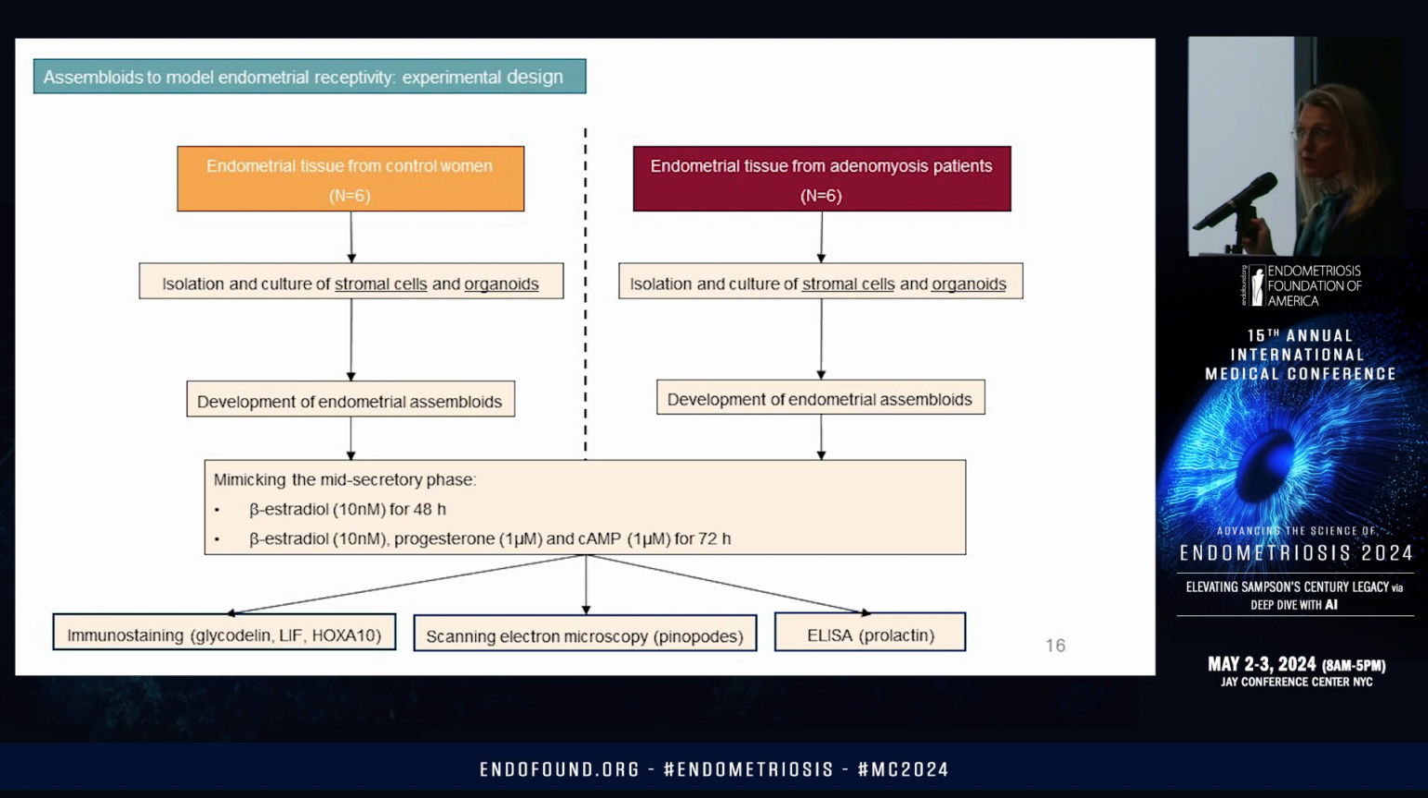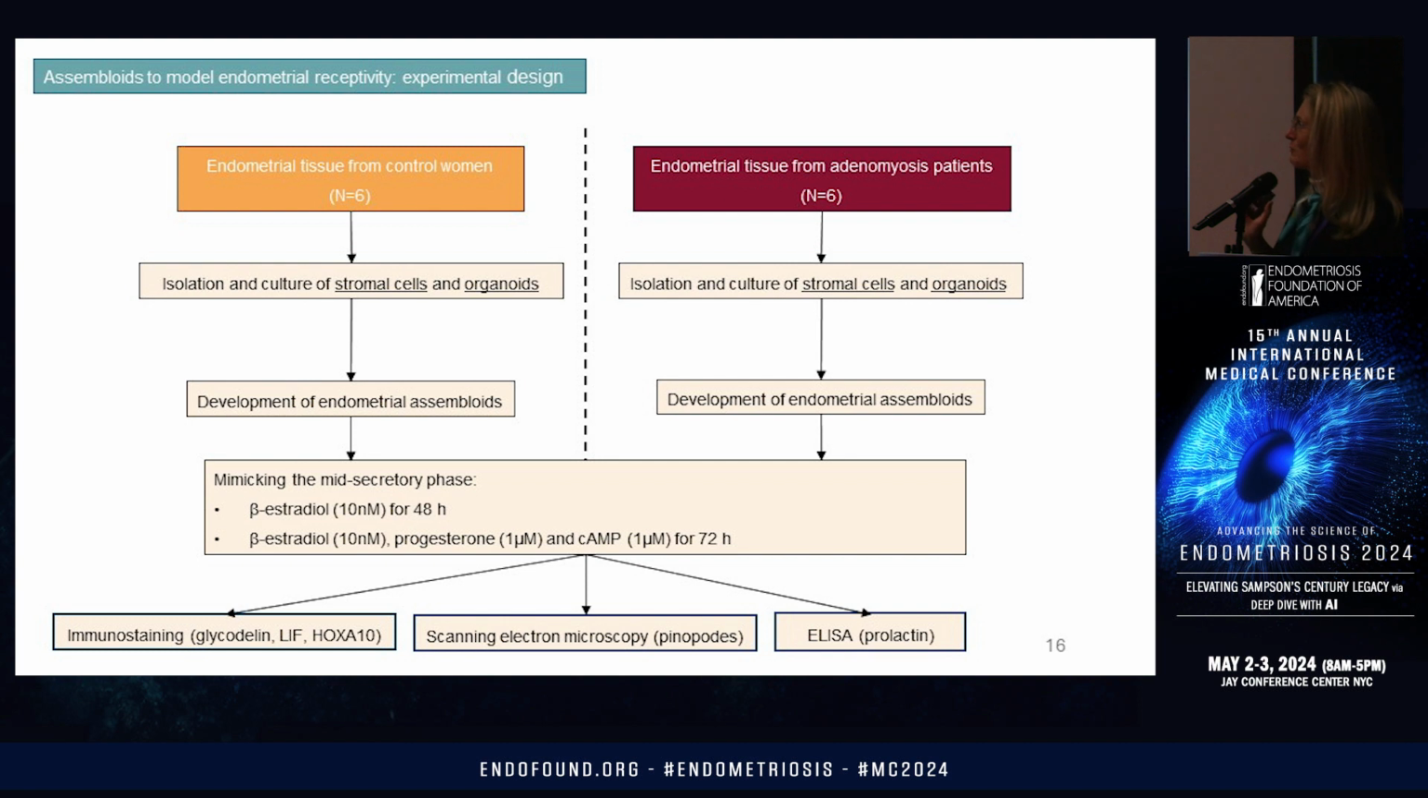Let's have a look together at the aspect of these assembloids after hormonal stimulation. Of course, we take the same markers we developed for the first study, so we will look at glycodelin, LIF, and HOXA10. Then, an interesting study with scanning electron microscopy, where we will look at the pinopods, and then by ELISA we will see if these assembloids are able to secrete prolactin.